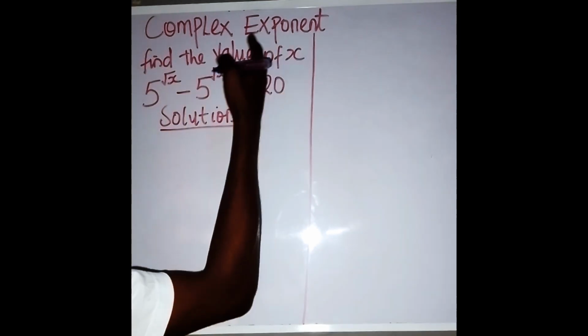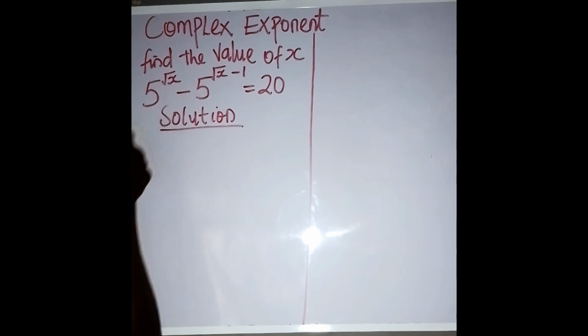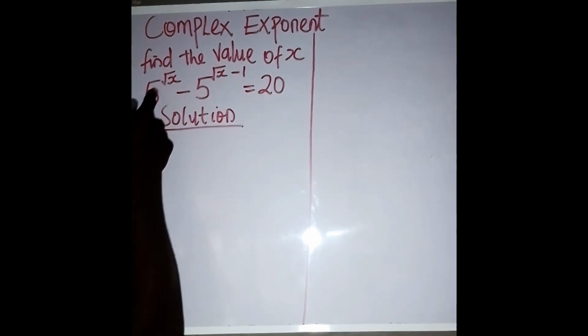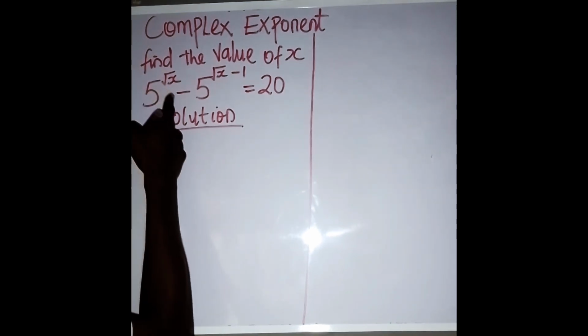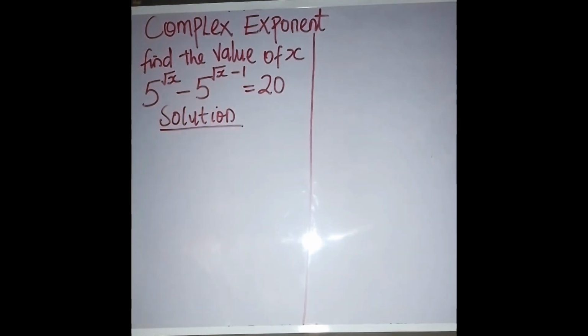Alright, now let's look at this particular question. It's a complex exponent question. Find the value of x from this. Now look at this question where they gave us 5 raised to the power square root of x minus 5 raised to the power square root of x minus 1 equal to 20. They say find the value of x. What's the value of x?